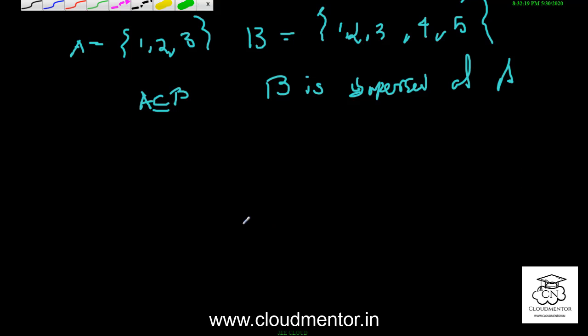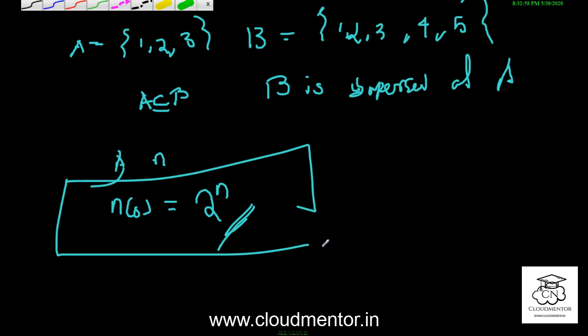Okay, and the caution points are: the null set is a subset of each set. If you have a question to write all the subsets of a set, then we must write the null set also, and each set is a subset of itself. And if A has n elements, then the number of subsets of set A can be found by the equation 2 raised to n. That must be noted.